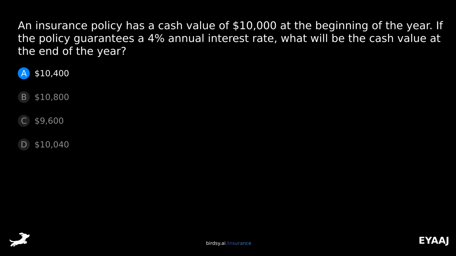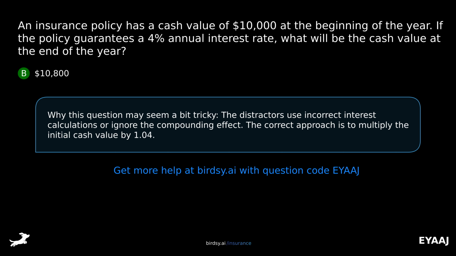year? Is it A, $10,400, B, $10,800, C, $9,600, or D, $10,040? The answer is B, $10,800. Why this question may seem a bit tricky. The distractors use incorrect interest calculations or ignore the compounding effect. The correct approach is to multiply the initial cash value by 1.04.